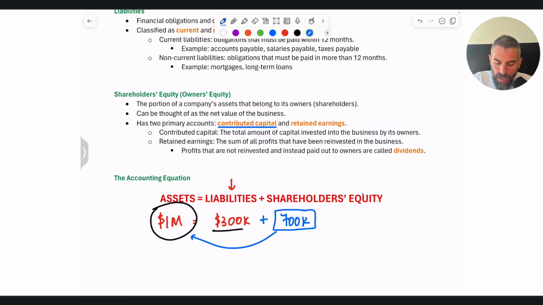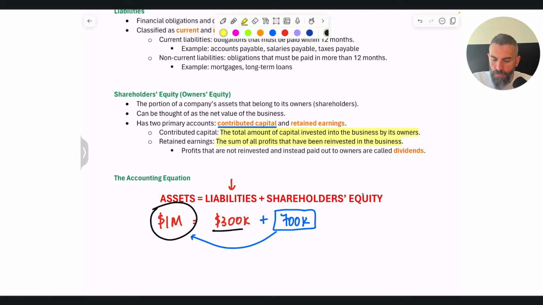There's contributed capital, which has a few names. Sometimes we call it common shares. Sometimes we call it share capital. So contributed capital is all of the money that has been invested into the company by the shareholders. So if you put $50,000 into your business to start it, that would be called contributed capital, because it was capital contributed to the business by the owners.